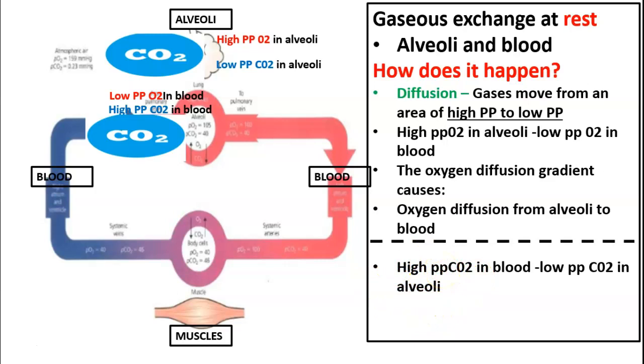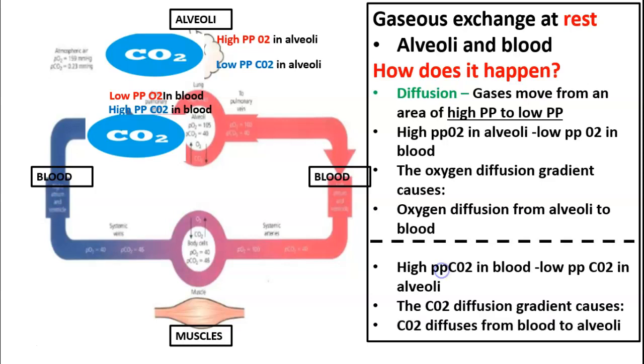There's a low ppCO2 in the alveoli. This creates a carbon dioxide diffusion gradient, so our carbon dioxide goes from where it was high in the blood to where it's low in the alveoli. And that is our first section complete.